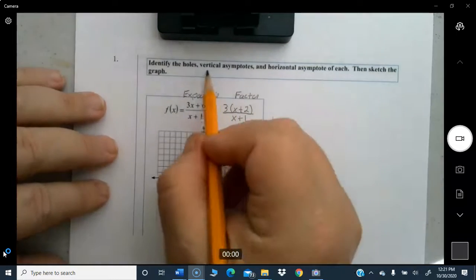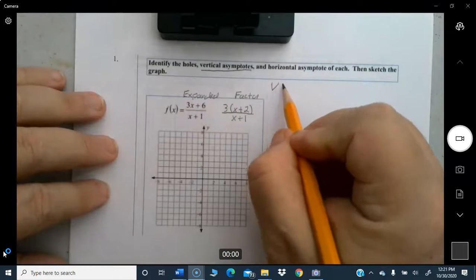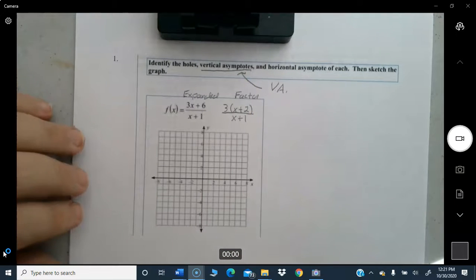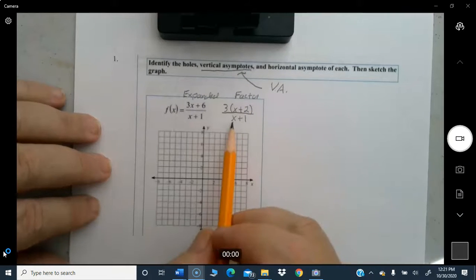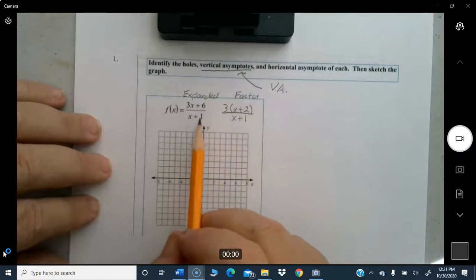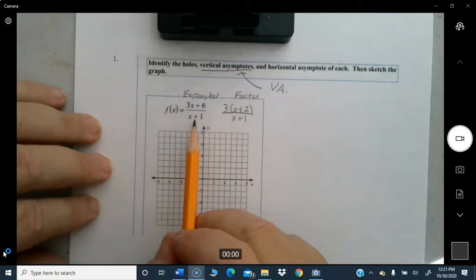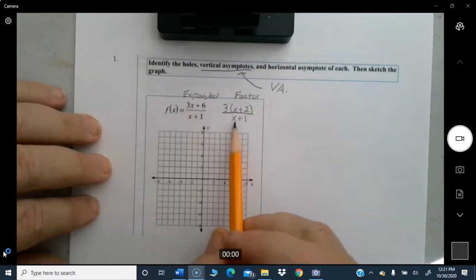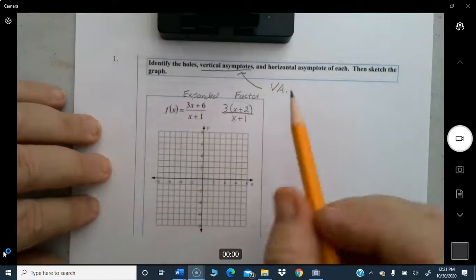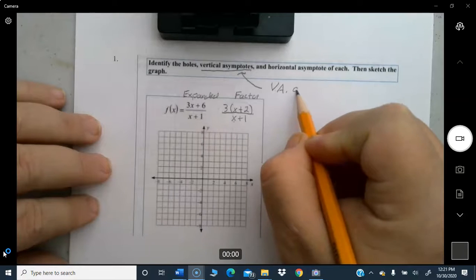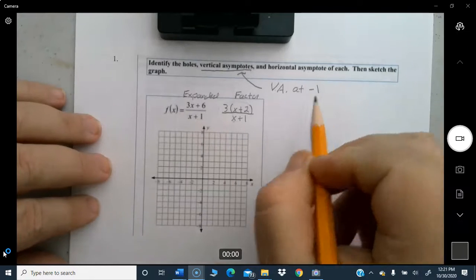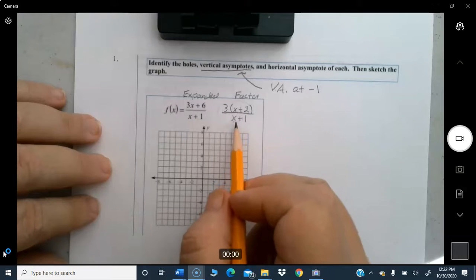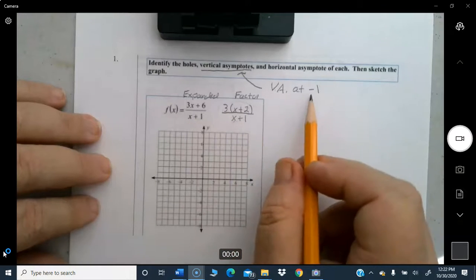Okay, so to find the vertical asymptote, I'm going to abbreviate that VA. That is anything that makes the denominator go to 0 and doesn't cancel out by the end of the problem. So you have to go to the factored form to do that. We see that -1 is going to make this go to 0, so the vertical asymptote is at -1. Since the x plus 1 doesn't cancel, if there was an x plus 1 on the top it would, but it doesn't, that means it's a vertical asymptote.